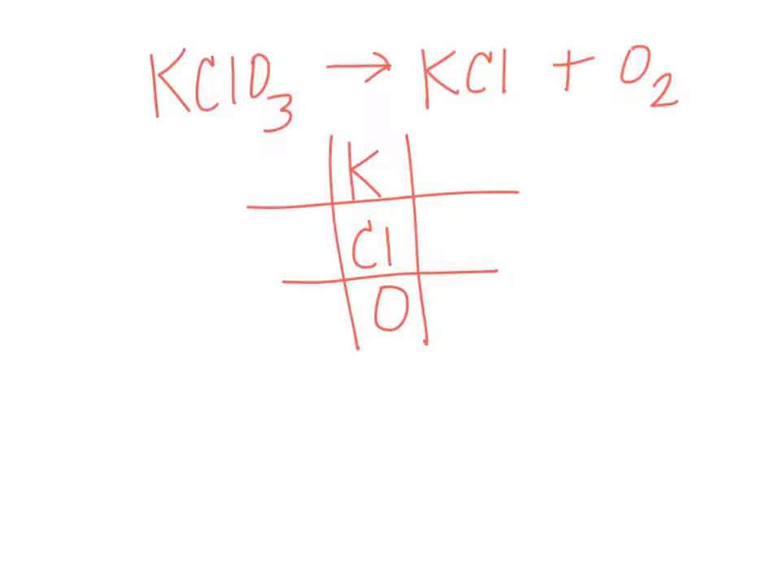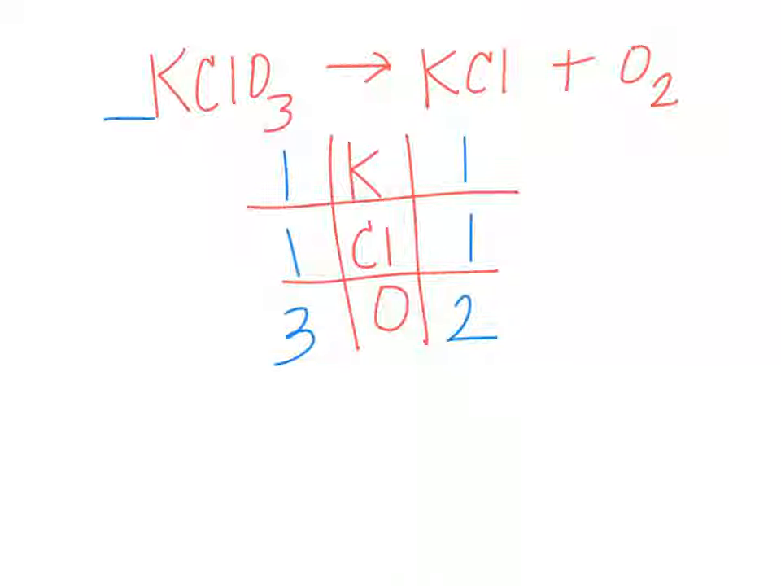So let's write down how many we have of each thing on each side of the arrow. So we have 1 K there, so that's 1. We have 1 Cl, and we have 3 O's. Okay, let's go to the right-hand side. 1 K, 1 Cl, and then on this side, we have 2 O's. All right, so we can see that the K's look good, 1 on each side. The Cl's look good, but then look at here, our oxygens. We have to balance out the oxygens.